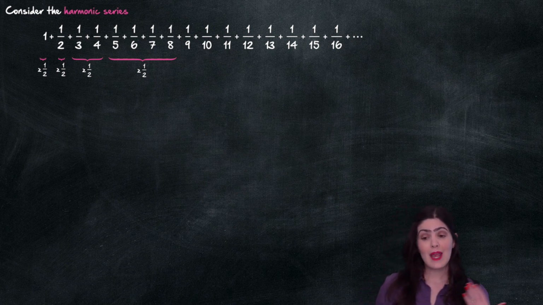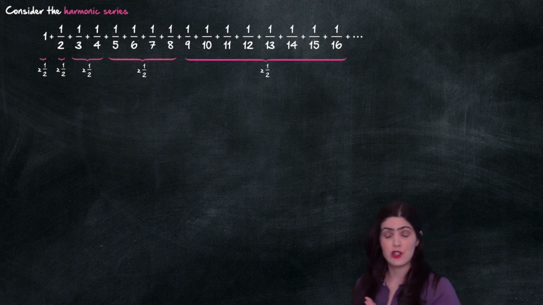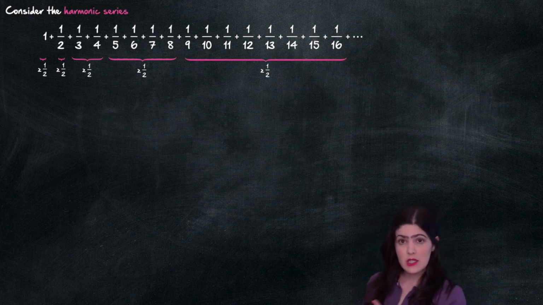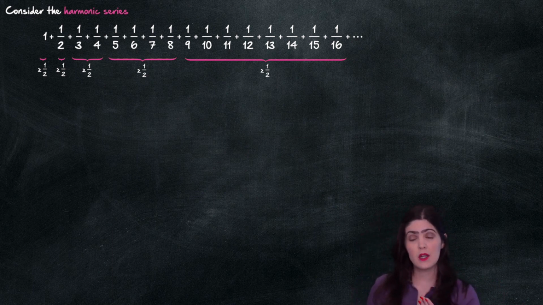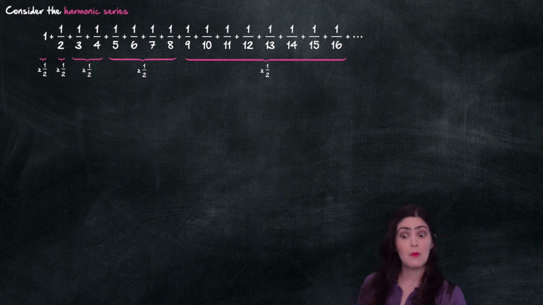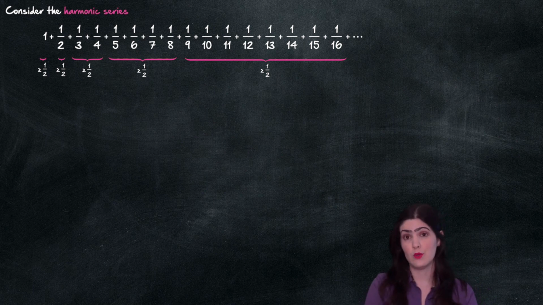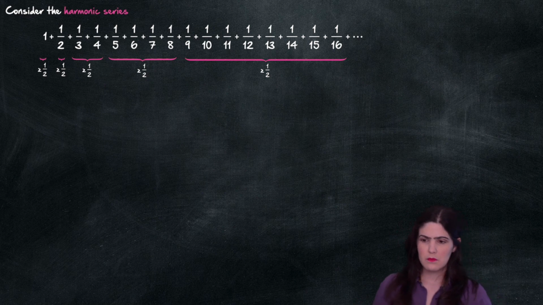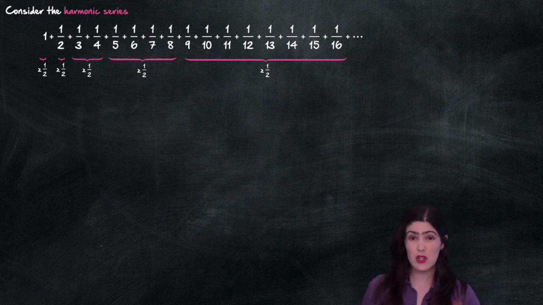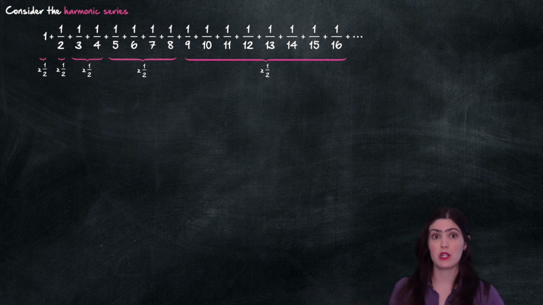And then we're going to look at the next 8 terms. Each one of them is greater than or equal to 1 over 16. So we end up with, again, their sum is greater than or equal to 1/2. Indeed, it's strictly greater than. And why are we doing this? Well, this is going to help us find at least some of the partial sums.